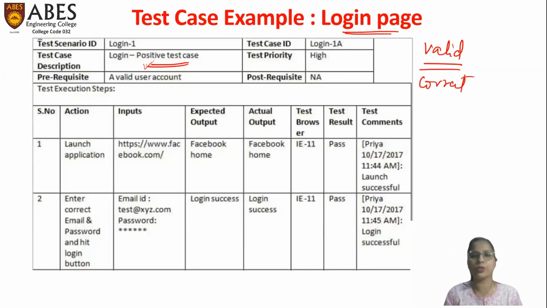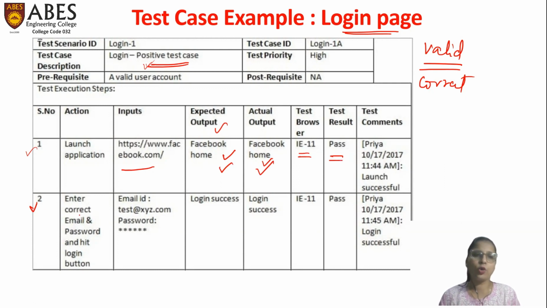That means the user input we provide is correct, and the password we provide is a correct password. We don't try random or incorrect values. So here 2 positive test cases are given. In the first test case, we provide the correct URL of the application, and the expected output is that you must go to the Facebook home page when you provide www.facebook.com. The actual output you get is the Facebook homepage. This is tested through a test browser, and you get a pass because both values match. That means expected output equals actual output, so the test result is considered a pass.